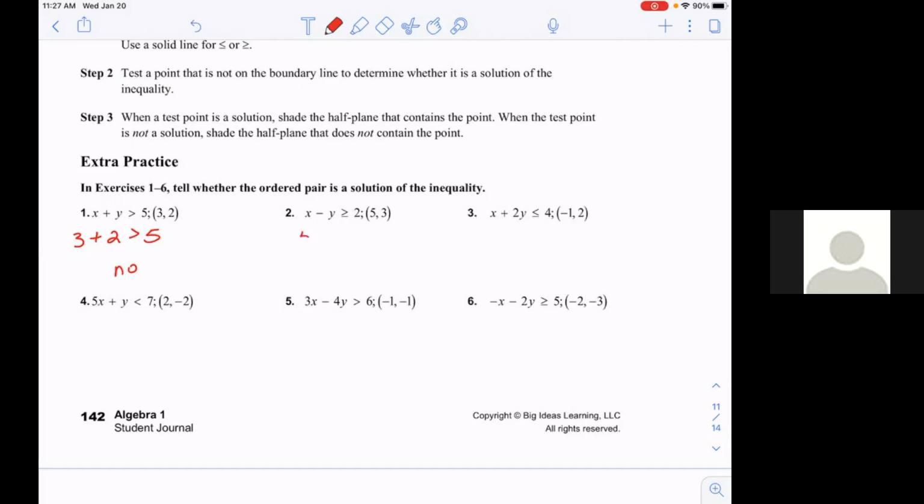Next one, x is 5, y is 3. Is that greater than or equal to 2? And because of the equal to sign, we're good. So that means that, yes, this is a solution. We're starting out the process backwards. We're trying to determine, is that point a solution to that system? So I'm going to plug in: -1 plus 2 times 2, is that less than or equal to 4? And that is yes.